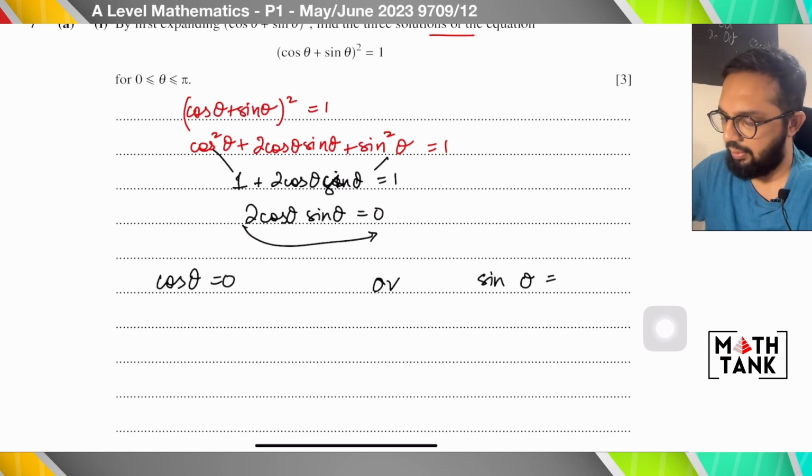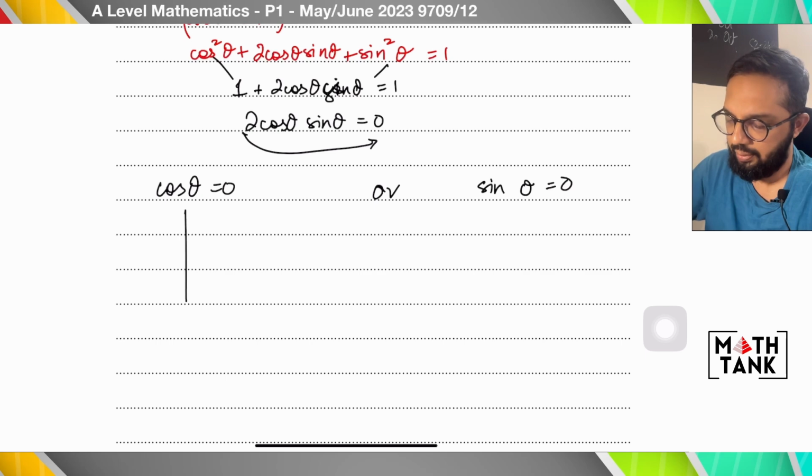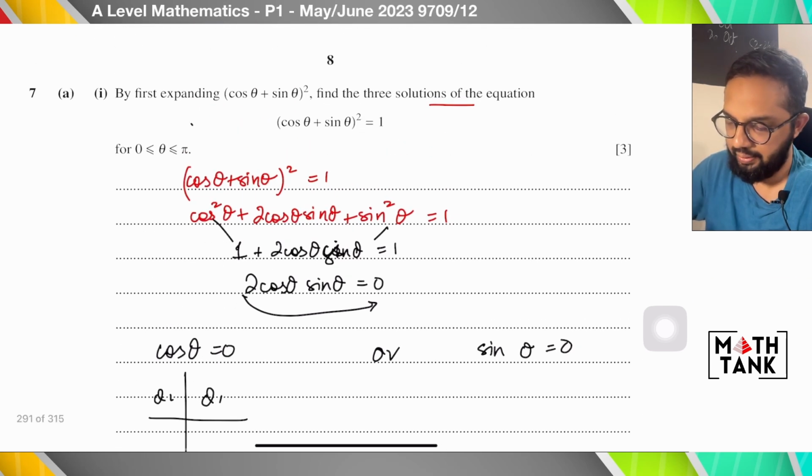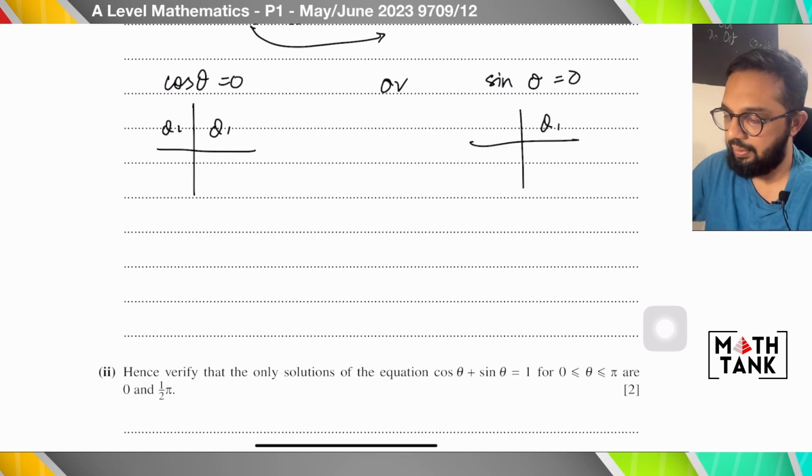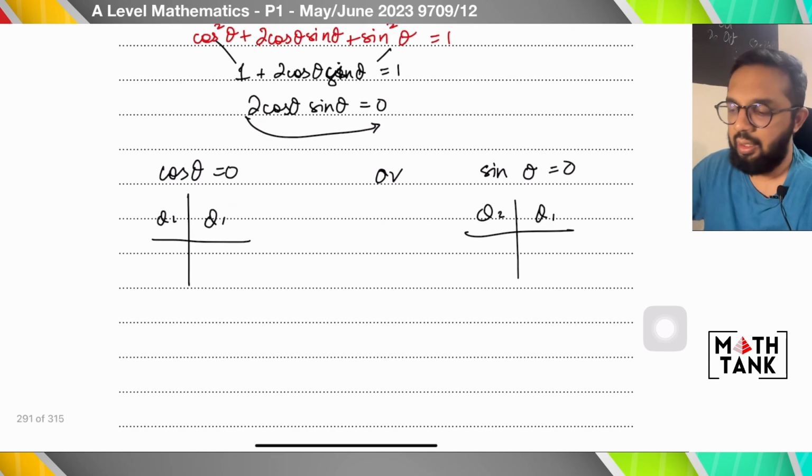Now when I'm talking about 0, I'm talking about all 4 quadrants, quadrant 1, 2, 3, and 4. Let's see what the limit is. It's just the first and second quadrant, so I'm just going to keep it to the first and second quadrant.